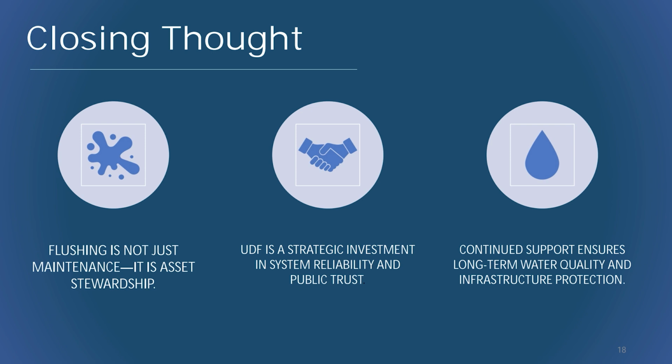So the closing thought here is flushing is not just maintenance, it's asset stewardship. Unidirectional flushing is a strategic investment in system reliability and public trust. Continued support ensures long-term water quality and infrastructure protection. So it's kind of a good background on what unidirectional flushing is, the benefits of it, and the differences between regular routine flushing as opposed to unidirectional flushing.